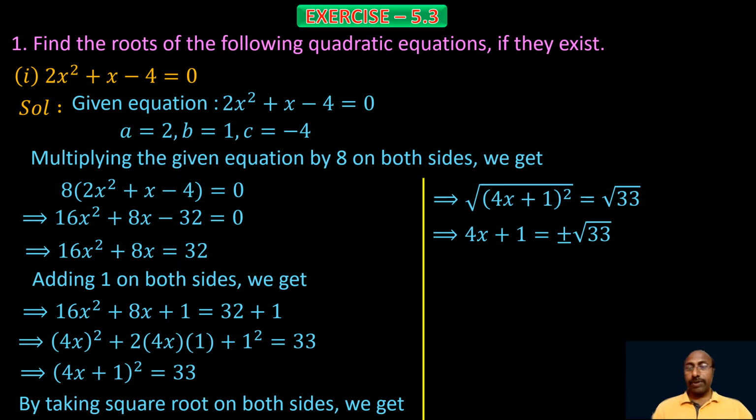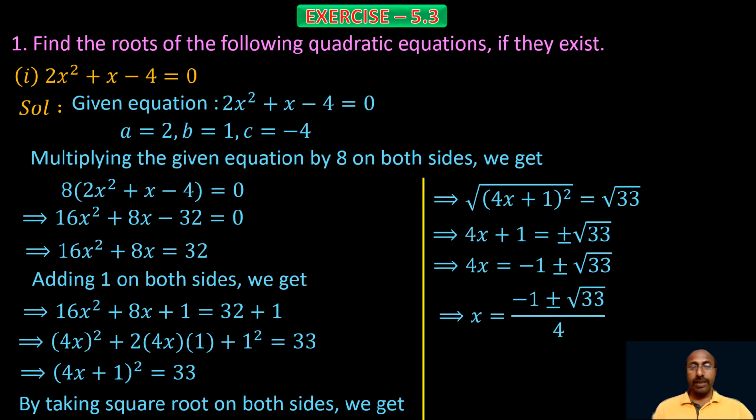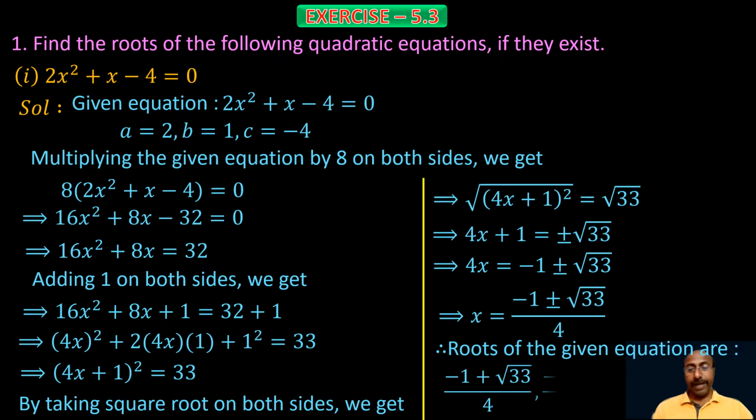Now by transposing plus 1 to the right side, we get 4x is equal to minus 1 plus or minus root 33, and from this we can write x equal to minus 1 plus or minus under root 33 by 4. So by taking plus and minus, we get two solutions, that is two roots for the quadratic equation. That is, the roots of the given equation are x equal to minus 1 plus under root 33 by 4, comma, minus 1 minus under root 33 by 4. These are the roots of the quadratic equation. And take the second one.